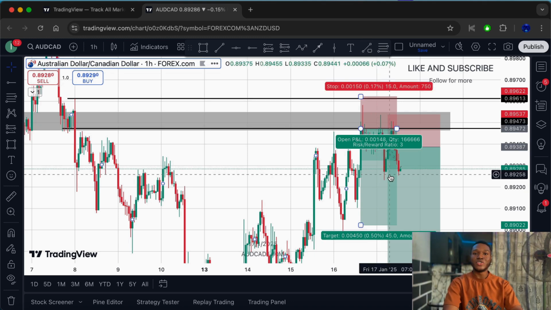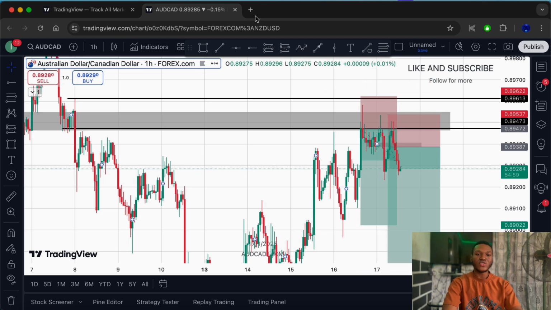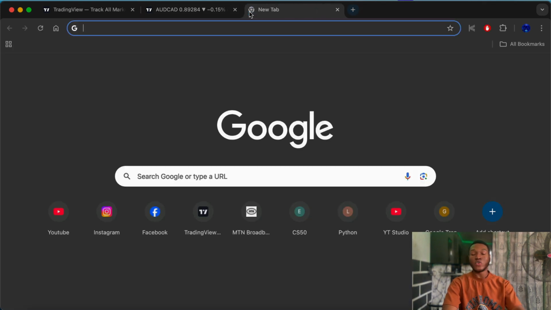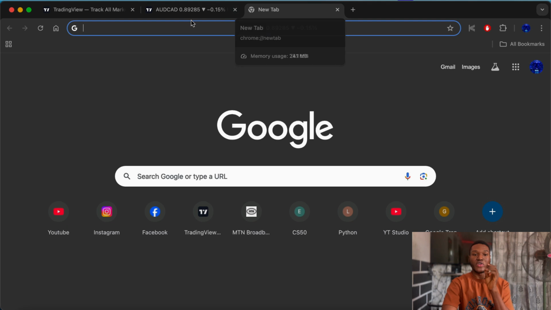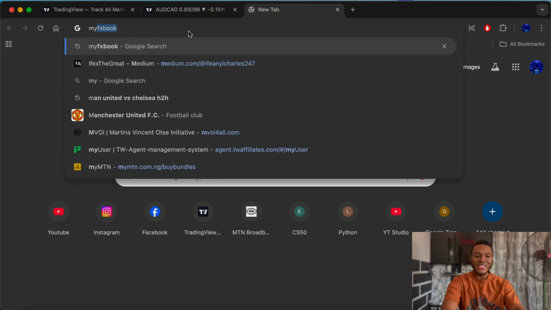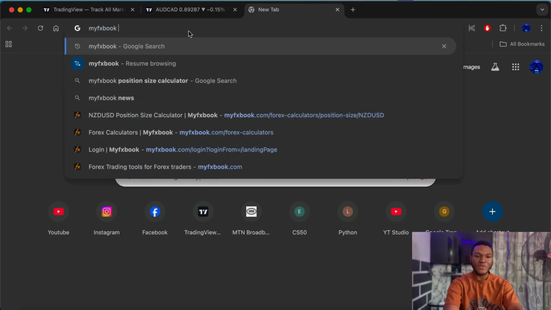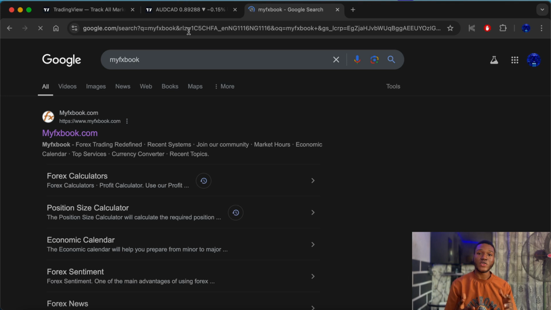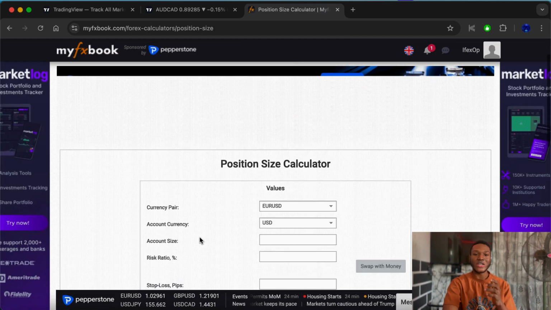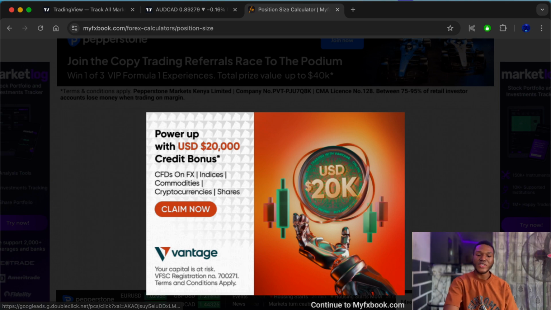If you want to know how much you'll be willing to risk on this trade, and you want to control your risk management very well, you go to the website MyFXBook. Just search for MyFXBook on Google Chrome, or on your App Store or Play Store if you're on an iOS or Android device. What MyFXBook has is what they call a position size calculator. The position size calculator will tell you how much you're willing to risk on a particular trade.